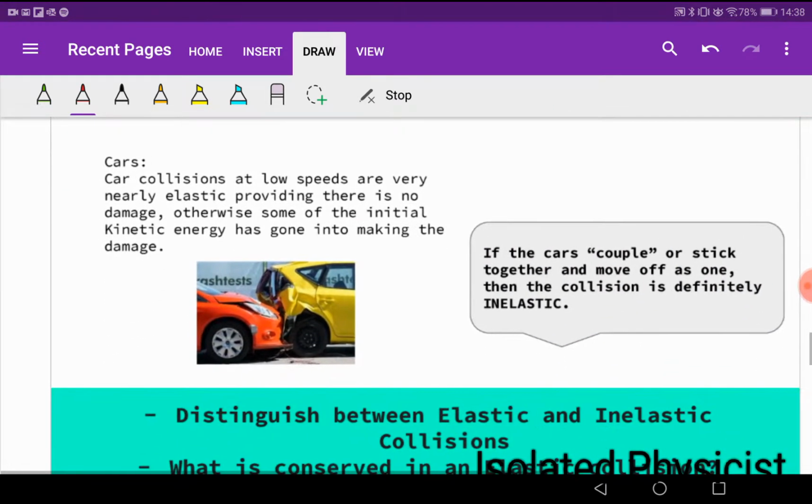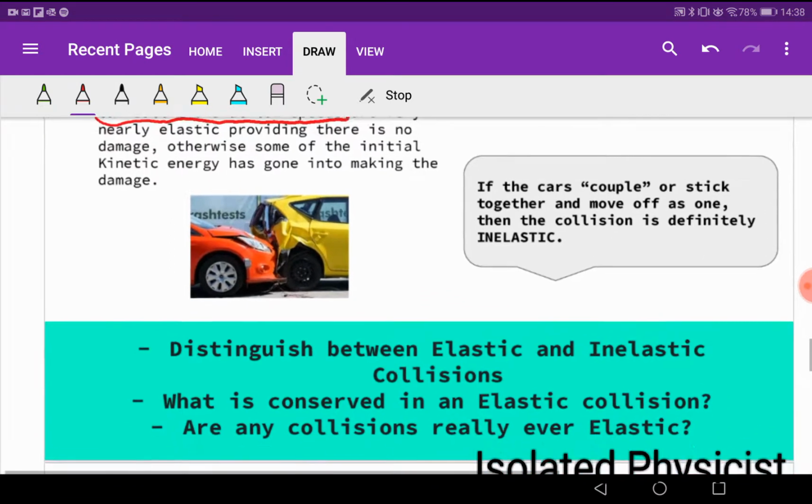Anyway, I just wanted to give you a couple of examples here. Car collisions at low speeds are very nearly elastic because there's little friction and little sound, providing there's no damage. Otherwise, some of that initial kinetic energy will go into making the damage. If the cars couple or stick together, though, and move off as one, then the collision is definitely inelastic.